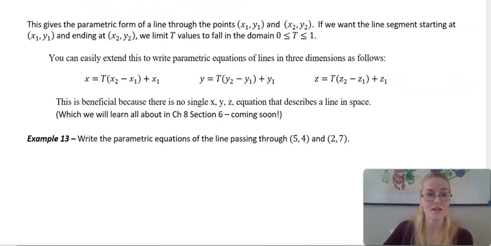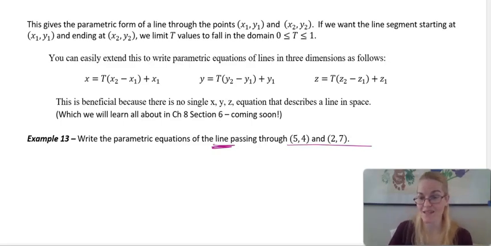If we want the line segment starting at x1, y1 and ending at x2, y2, then we restrict the domain of the T values from 0 to 1. And you can easily extend this to write parametric equations of a line in 3 dimensions. And when we get to Chapter 8, Section 6, which is coming soon, we will look at this very thing. So just to practice once more, write the parametric equations of the line passing through 5, 4 and 2, 7. So go ahead and pause the video, try this on your own right now, pause.